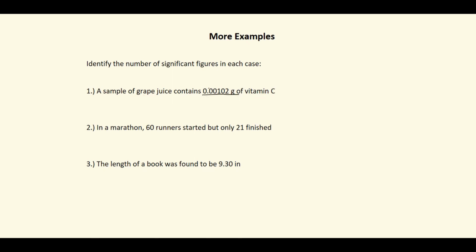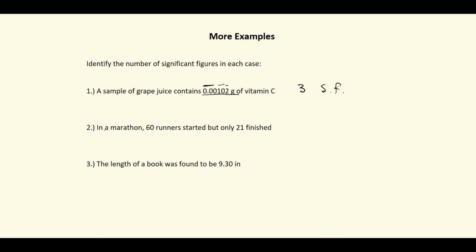And now we're going to use our rules. So we have our leading zeros, which are never significant. We have 2 integers, and then we have a trapped 0. Those are always significant. So we have 3 significant figures in this case.